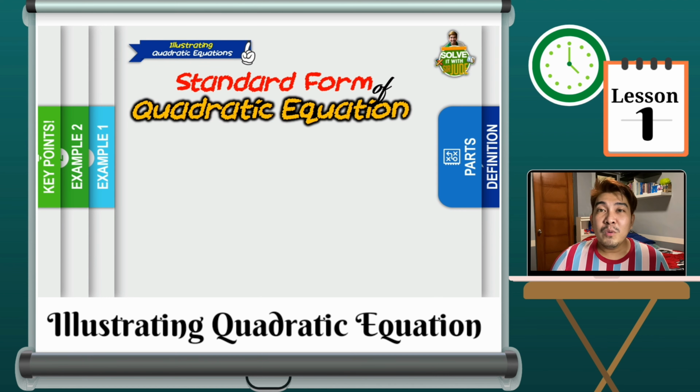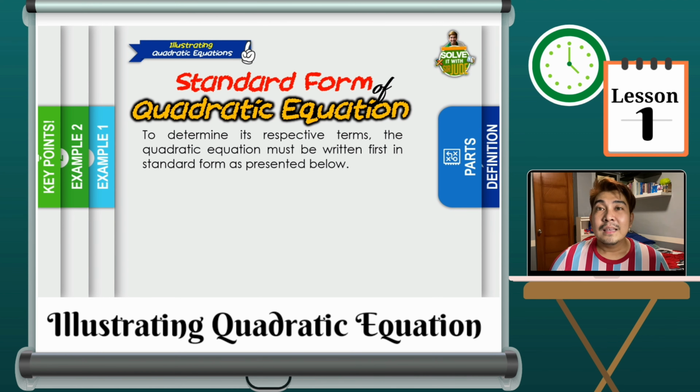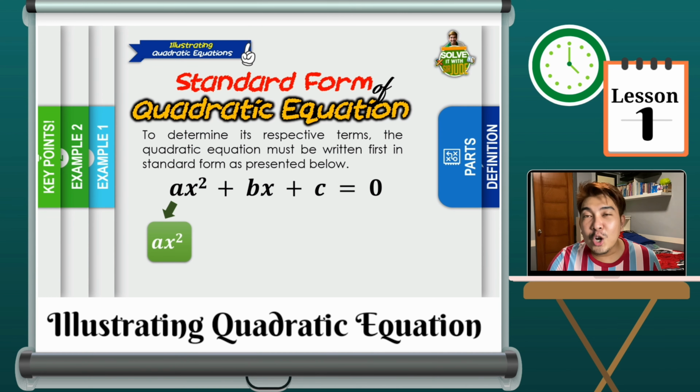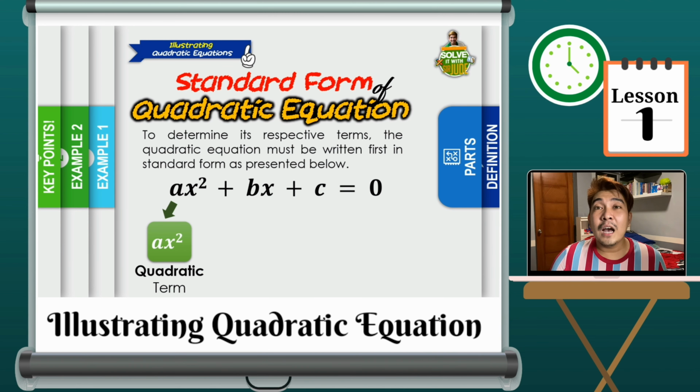So the standard form of a quadratic equation, para malaman natin na ang isang quadratic equation ay nasa standard form na, kailangan ganito yung form. That will be ax squared plus bx plus c is equal to 0. Yung ax squared, or the first term, yung term na may exponent na 2, that will be called as our quadratic term. Sa quadratic term, makikita rin natin doon yung value ni a. That is actually the numerical coefficient of the quadratic term.